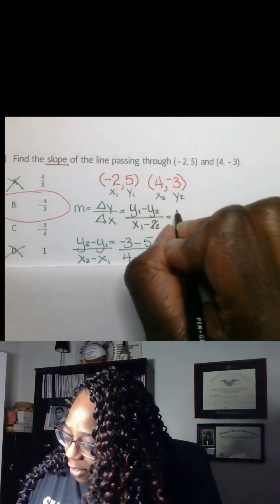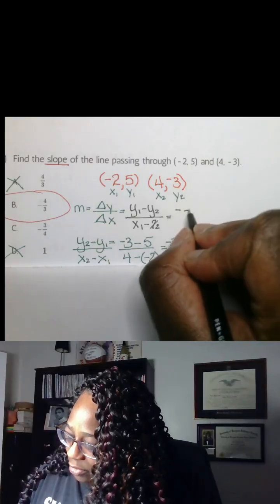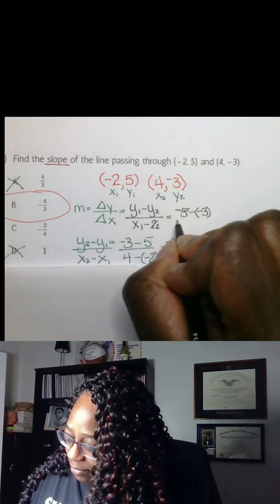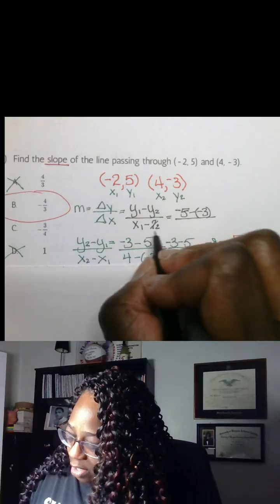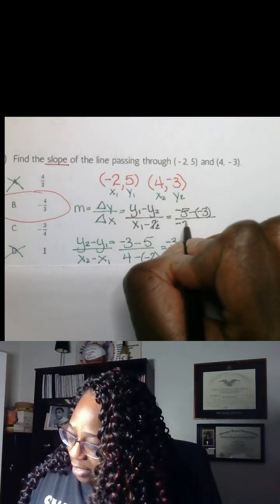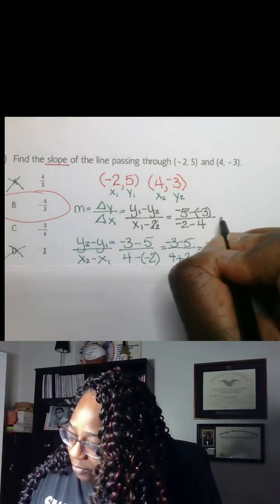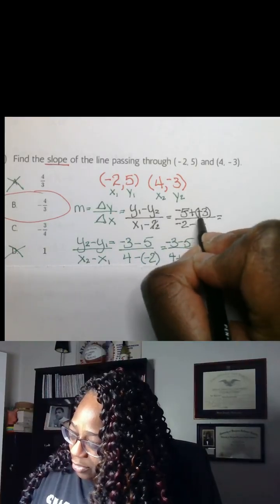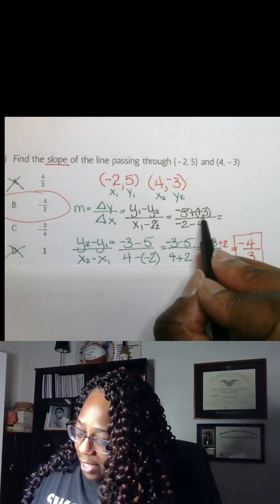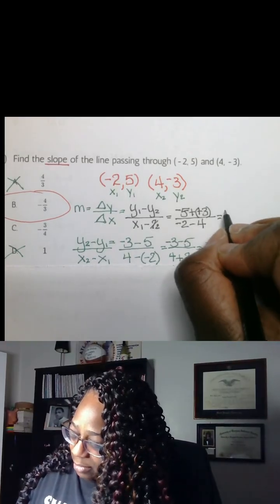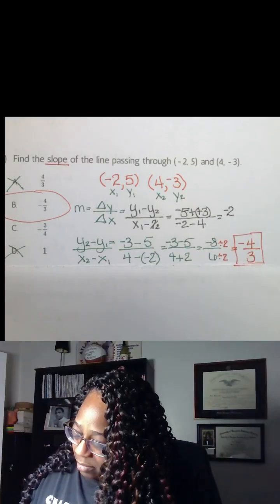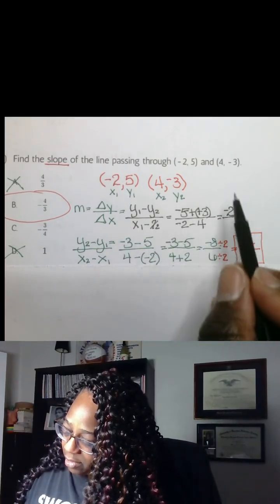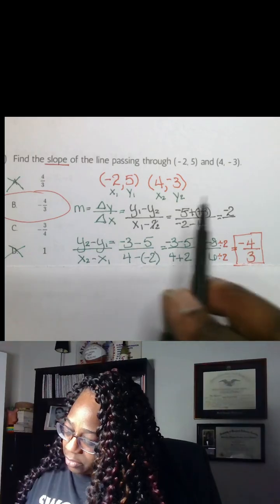So my y1, we got our 5 minus our y2, which is a negative 3. I know that 5 looks crazy, sorry. Then we have our negative 2 minus 4. So when you minus a negative, it turns positive. So negative 5 plus 3, that gives me a negative 2. 5 minus negative 3, negative 2 minus 4.